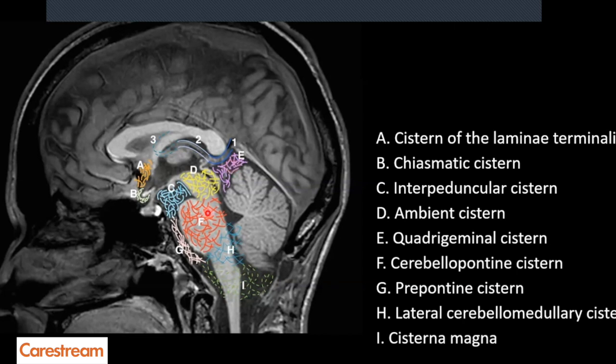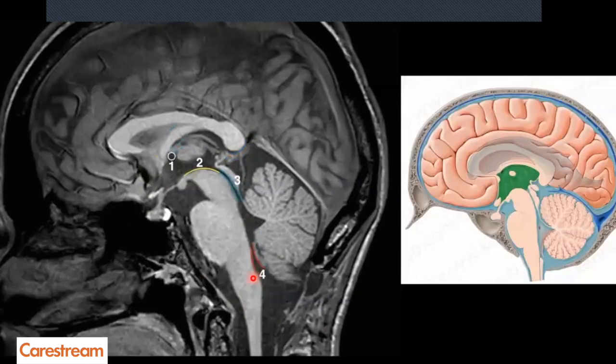The one which you see here is the cerebellopontine cistern. That will be better seen on your axial images. Prepontine cistern. And you have this one, which is your cisterna magna. So all these spaces are important, specifically in subarachnoid hemorrhages or meningeal abnormalities.